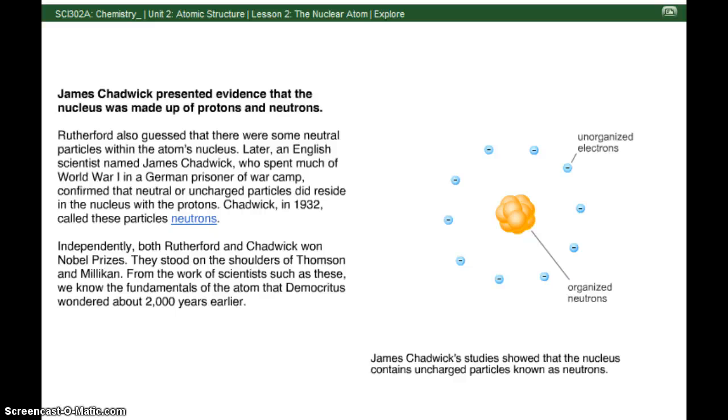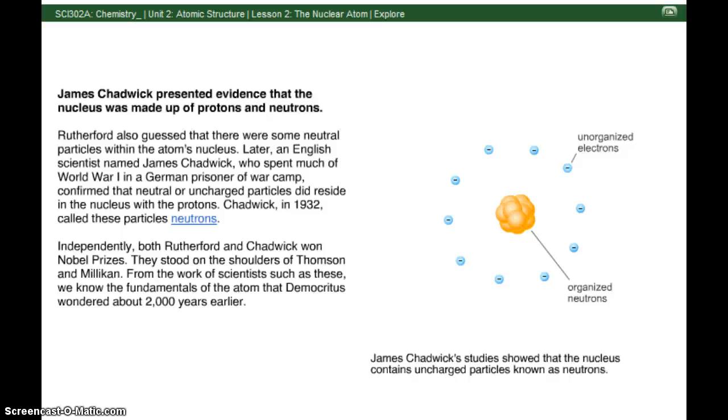James Chadwick presented evidence that the nucleus was made up of protons and neutrons. Rutherford also guessed that there were some neutral particles within the atom's nucleus. Later, an English scientist named James Chadwick, who spent much of World War I in a German prisoner of war camp, confirmed that neutral or uncharged particles did reside in the nucleus with the protons. Chadwick, in 1932, called these particles neutrons. Independently, both Rutherford and Chadwick won Nobel Prizes.